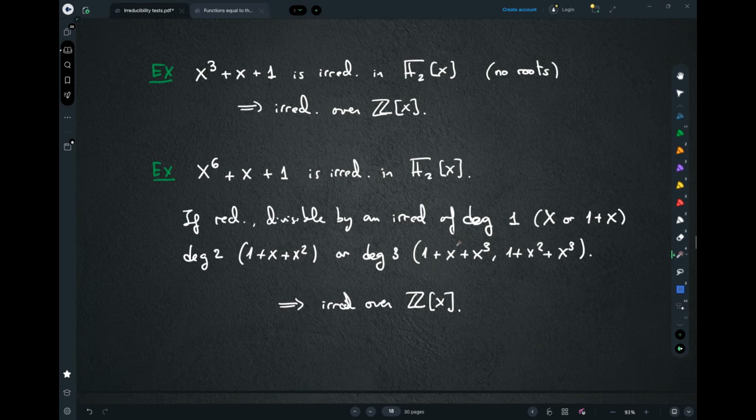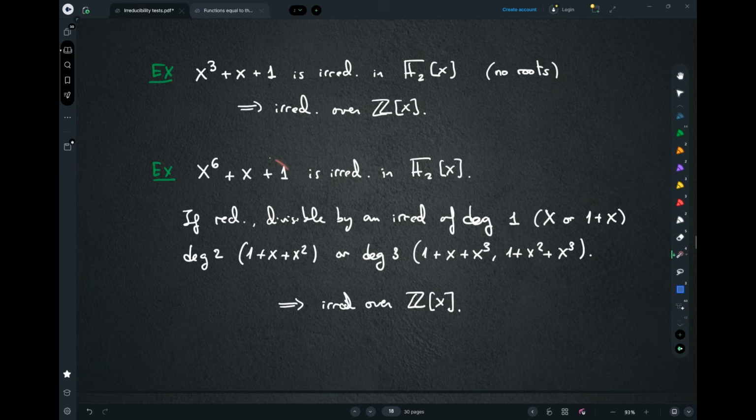So let's check those. In degree 1, there are only 2 degree 1 polynomials that are irreducible over F2, and those are x and 1 plus x. And this is not divisible by those. In degree 2, 1 plus x plus x squared is the only degree 2 polynomial that is irreducible over F2, and this is not divisible. And in degree 3, there are 2 irreducible polynomials of degree 3.